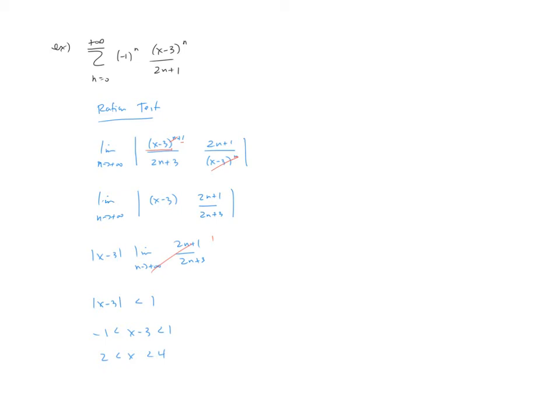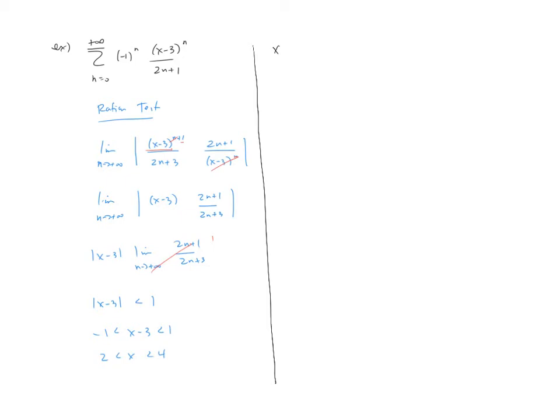The problem is, though, we have to test the endpoints. We always have to test the 2 and the 4. That's also because of the condition from the ratio test. Remember, if the output is 1, the result is inconclusive. And so notice, if I put a 4 in, I get a 1. When I put a 2 in, I get a 1. And so because of the 1 being inconclusive, I always need to test the endpoints. Okay?